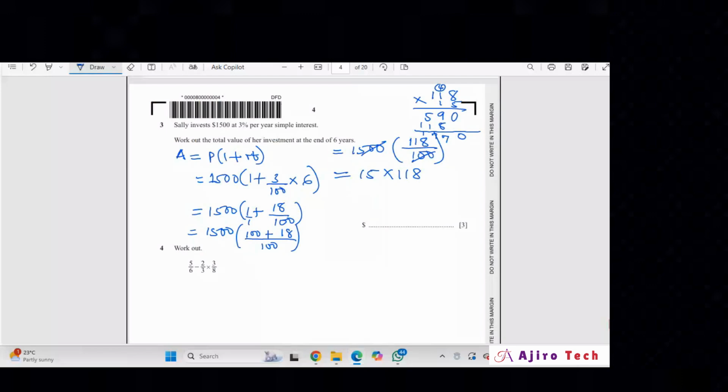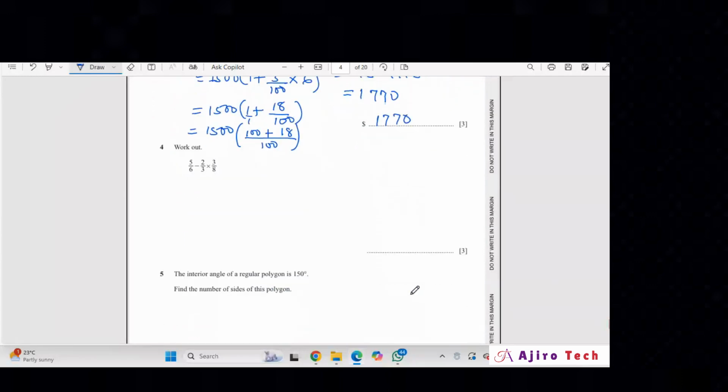So the answer we're going to have when you multiply this is going to be 1770. So we are going to have $1770. This is the amount that Sally invested at the end of CCS. This is the amount invested at the end of CCS. So let's go to question 4.